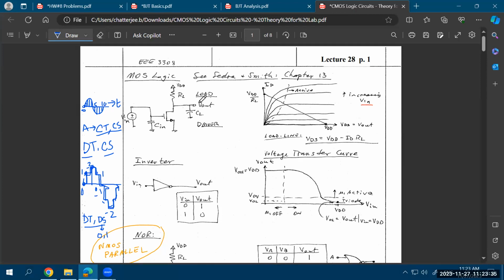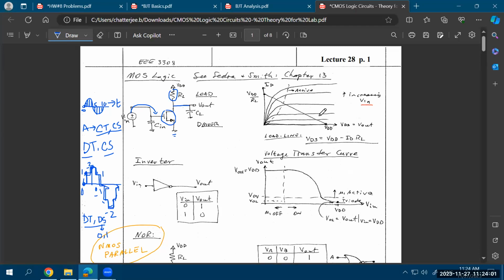The way I would like to start the discussions on MOS logic is that you already know about these kinds of circuits, where you have an NMOS transistor, a resistive load, and you are applying your input to the gate. So that's a common source type configuration: your input is at the gate, your output is at the drain, and at the source terminal you are grounded.